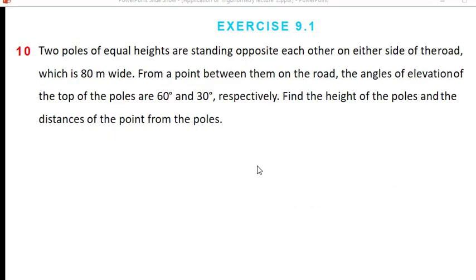Okay, so what I recommend, if you have any difficulty in understanding a problem, read the problem 2 times, 3 times, 4 times, till you are comfortable enough to understand all things that are given and what you need to find out.